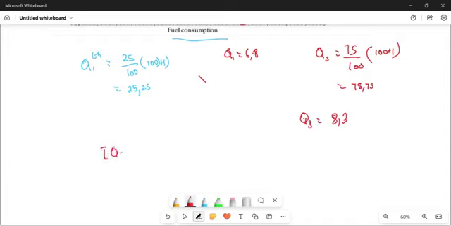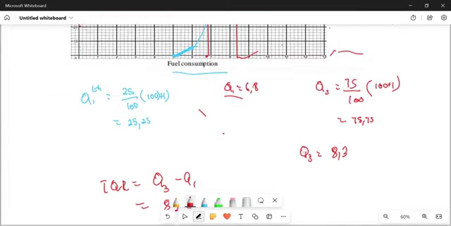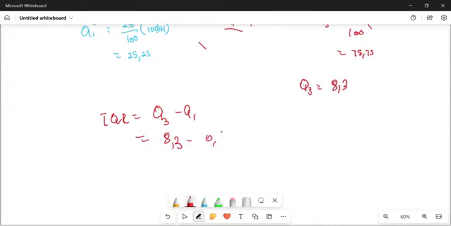Our IQR, which is the interquartile range, we're going to get it by saying Q3 minus Q1. And then our Q3 minus Q1 is going to be 8.3 minus our Q1 is 6.8. And then if you do this, what you get? It's 1.1.